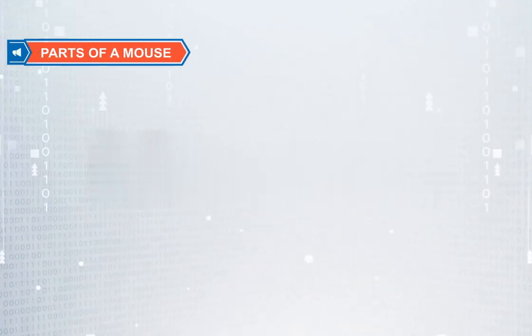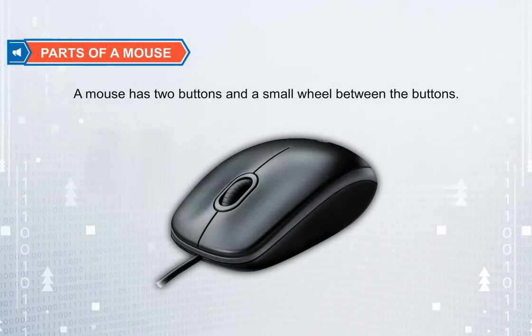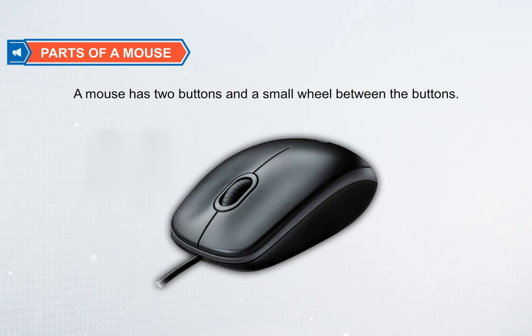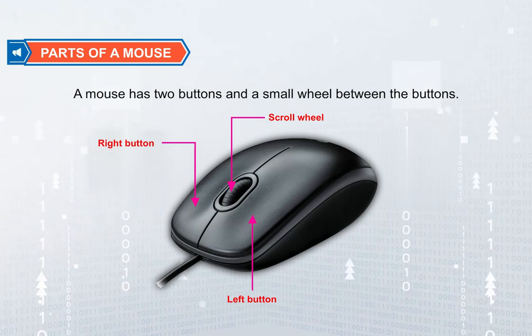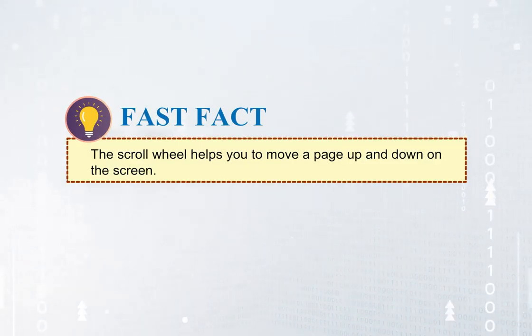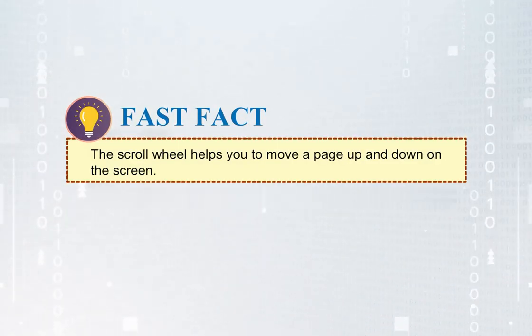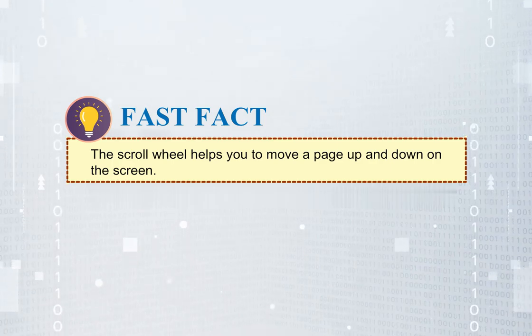Parts of a mouse. A mouse has two buttons and a small wheel between the buttons. Left button, right button, scroll wheel. Fast fact: the scroll wheel helps you to move a page up and down on the screen.